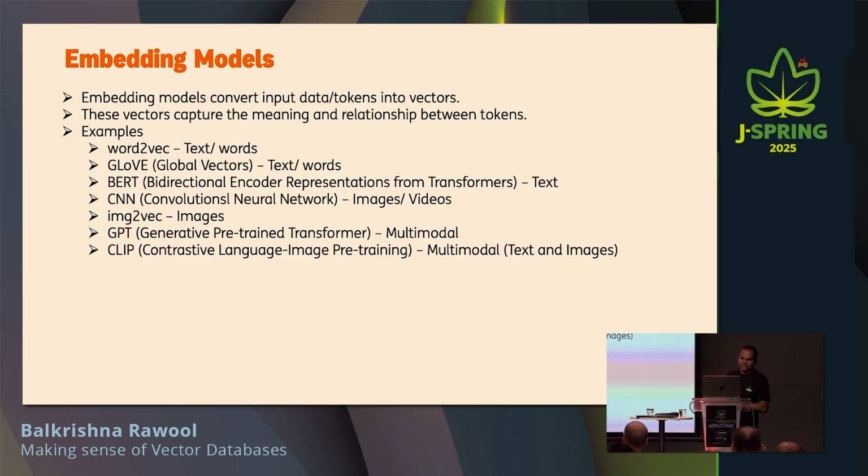Then we have models like CNN and Image2Vec. They work on image data. So if you pass images, they convert those images into vectors. And then we have GPT, CLIP, and other models which are multimodal. So you can pass text, image, video, audio, or whatever input they can handle, and then convert that into vectors. What we're going to use for our next example is Word2Vec.